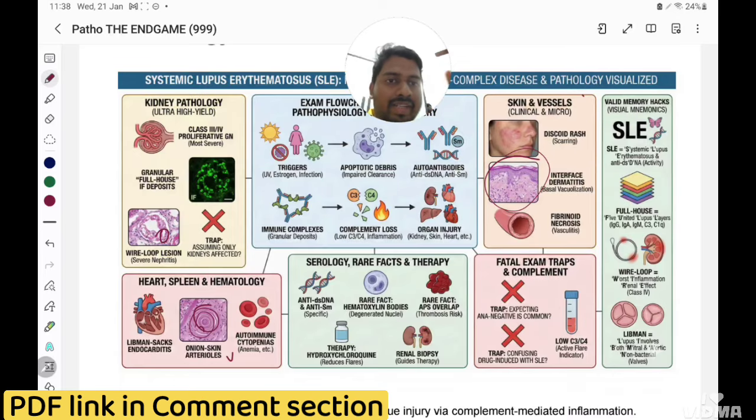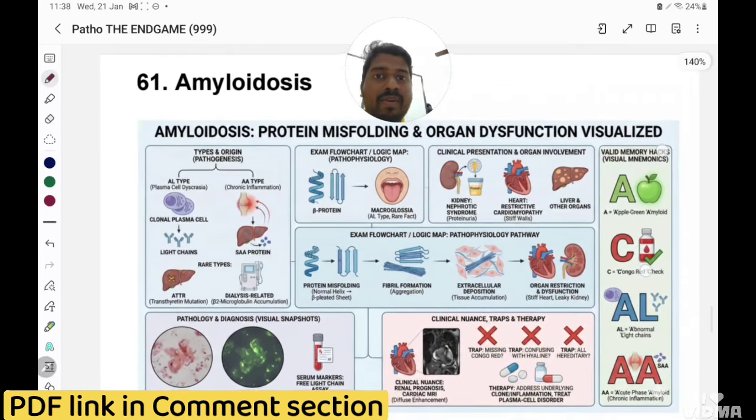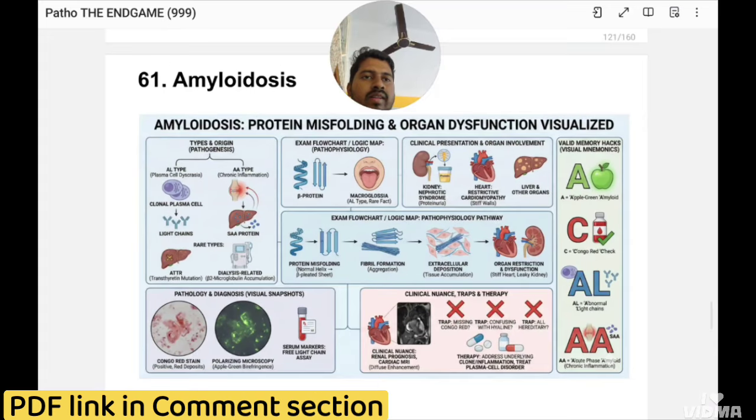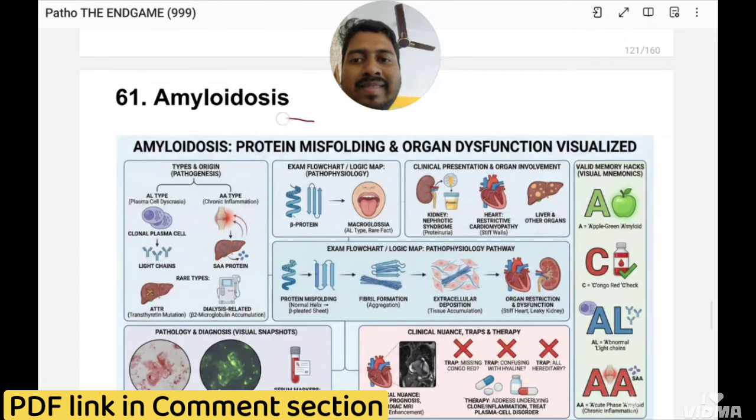Okay, so that's the point behind going through this image based discussion. Next we'll discuss a very important topic, that is amyloidosis. Amyloidosis is one topic where students often misunderstand. Amyloidosis is nothing but misfolded protein which accumulates in organs and causes organ dysfunction. So this idea should be basically clear.